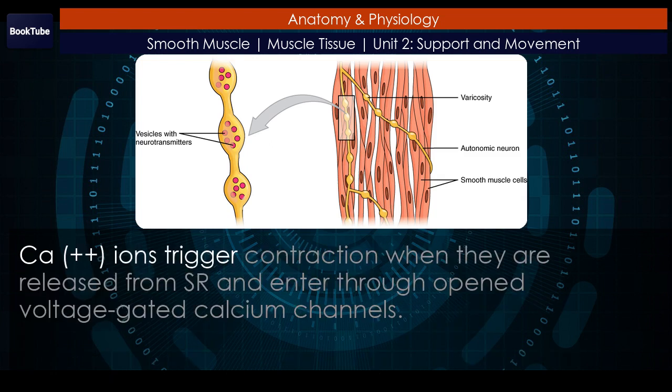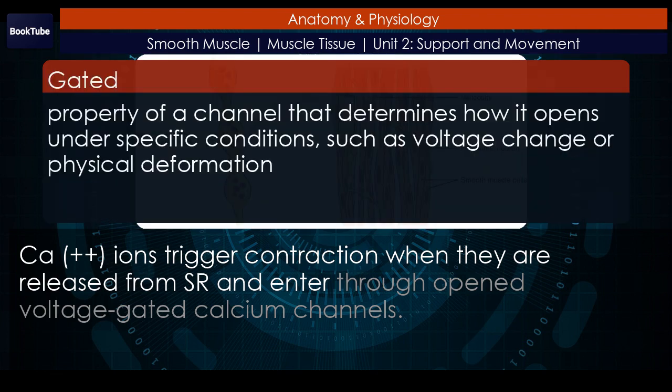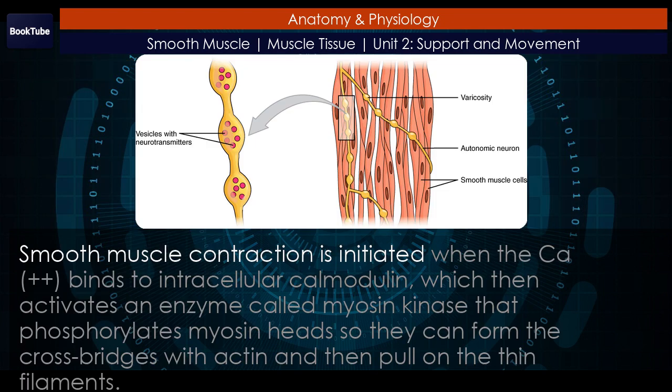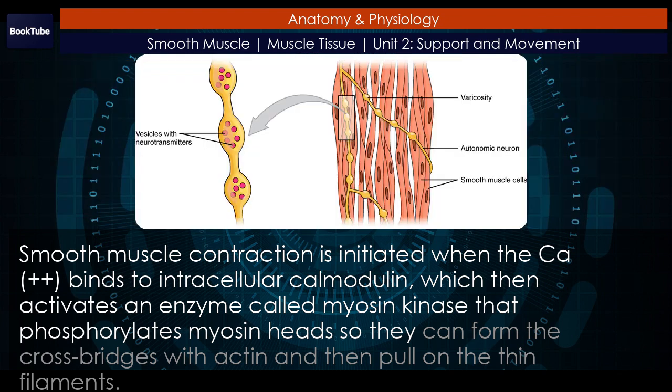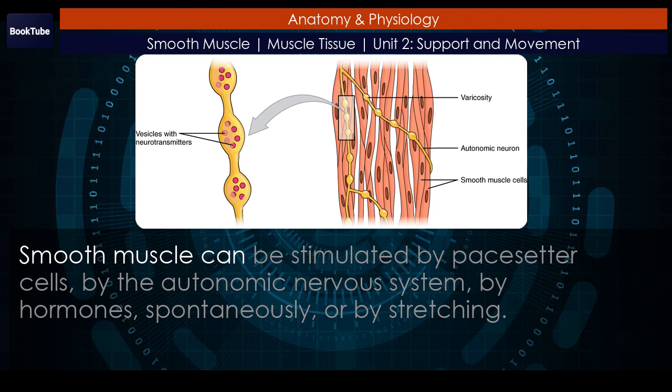Ca++ ions trigger contraction when they are released from the SR and enter through open voltage-gated calcium channels. Smooth muscle contraction is initiated when the Ca++ binds to intracellular calmodulin, which then activates an enzyme called myosin kinase that phosphorylates myosin heads so they can form the cross bridges with actin and then pull on the thin filaments. Smooth muscle can be stimulated by pacesetter cells, by the autonomic nervous system, by hormones, spontaneously, or by stretching.